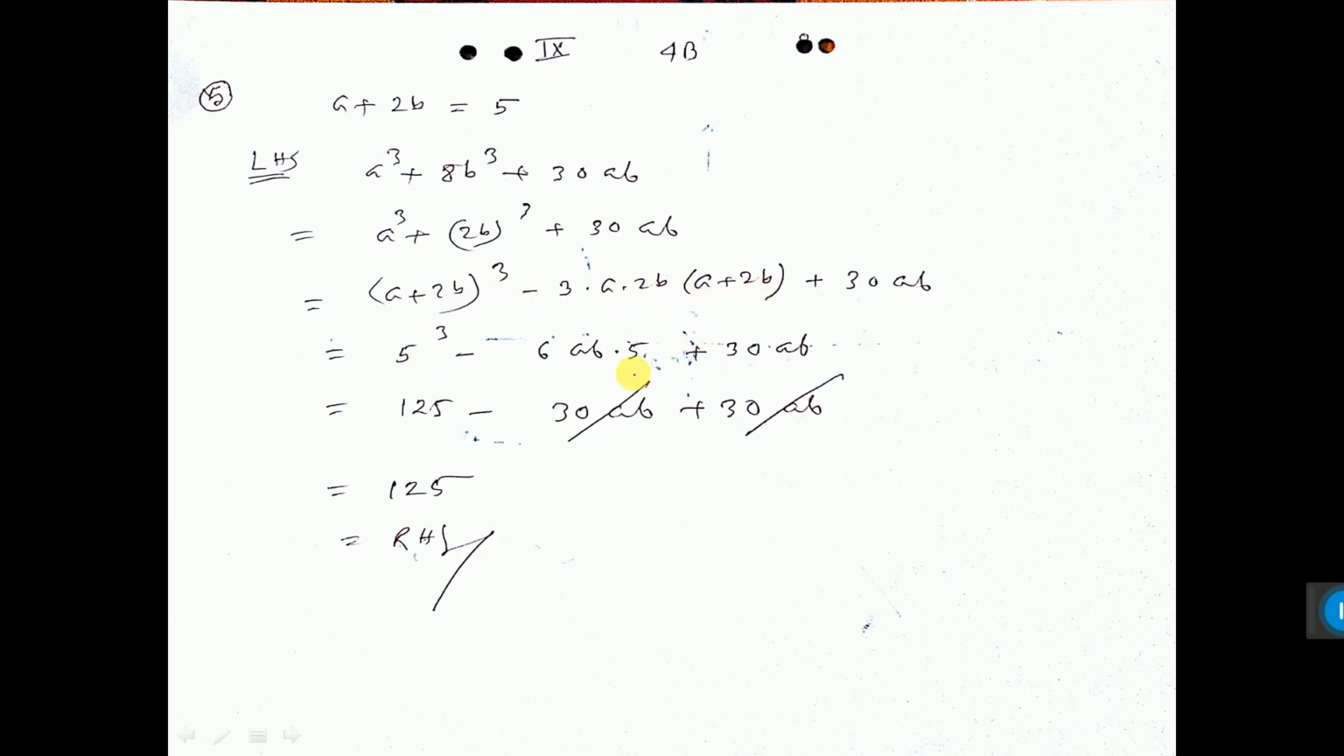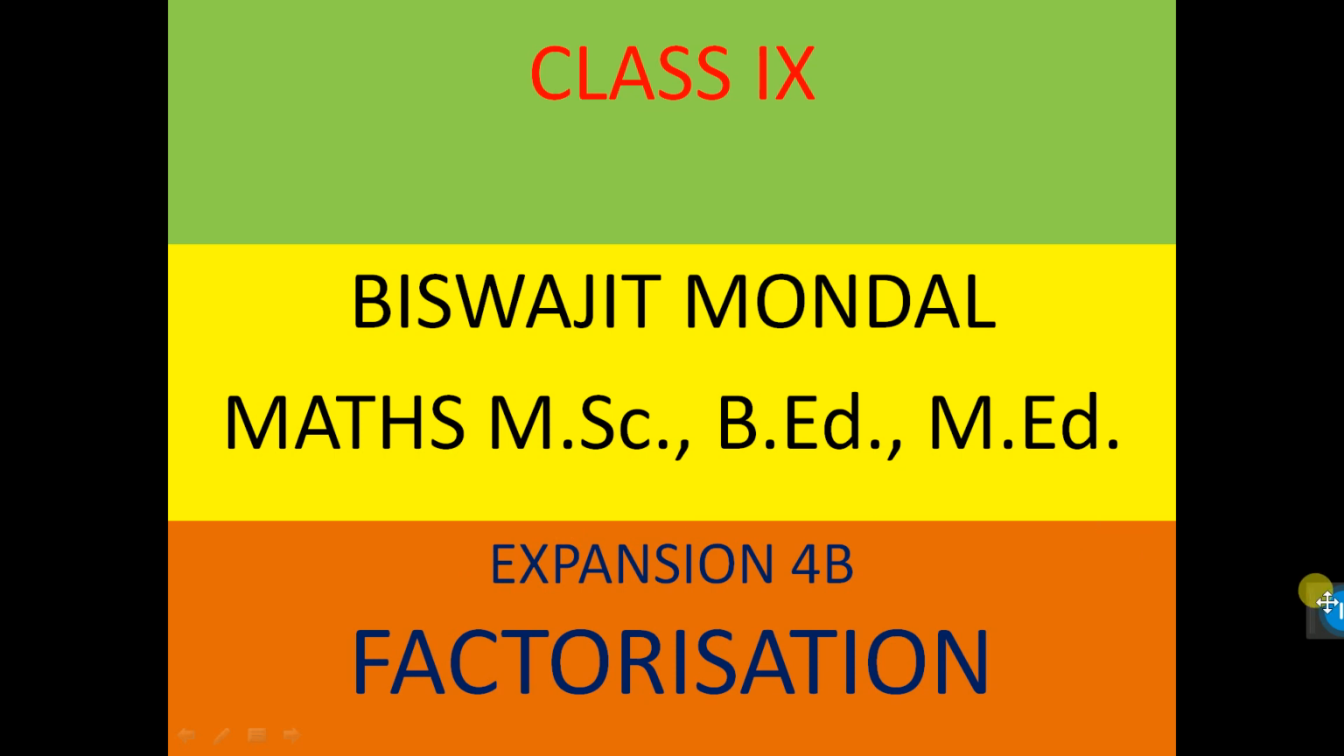Then 5 cube means 125, and this is 5 3s are 15, 15 times 2 is 30ab. So this 30ab and this 30ab cancel, so 125, that is equal to the right hand side. So we have learned a few sums of this exercise, and that's all.